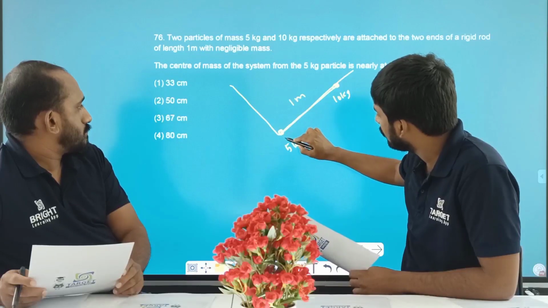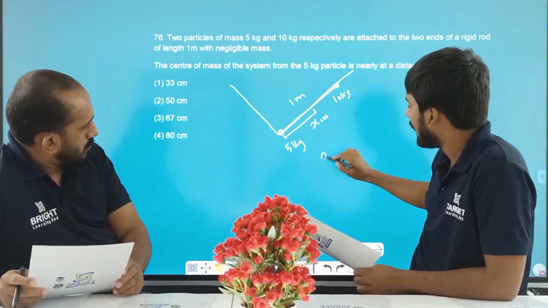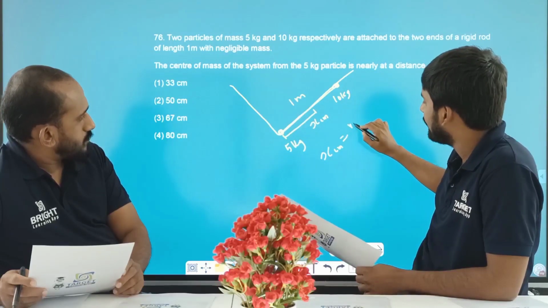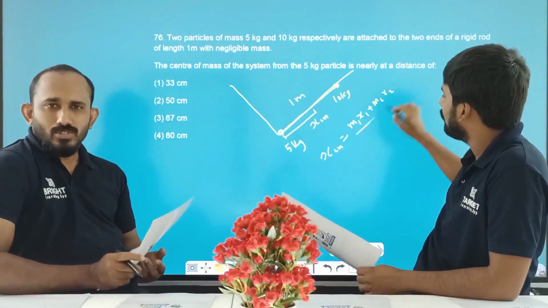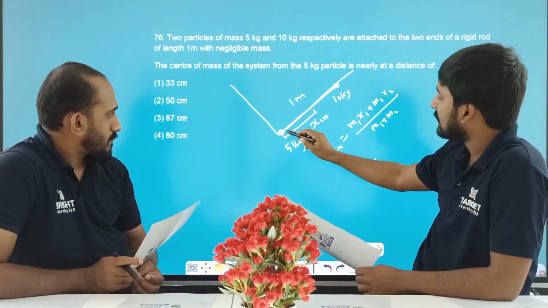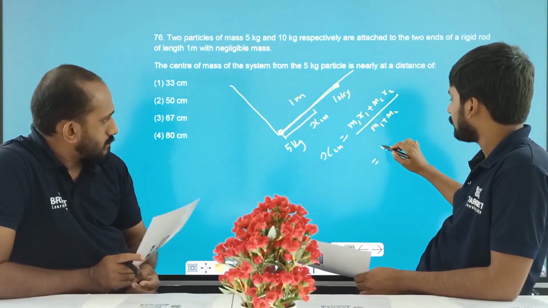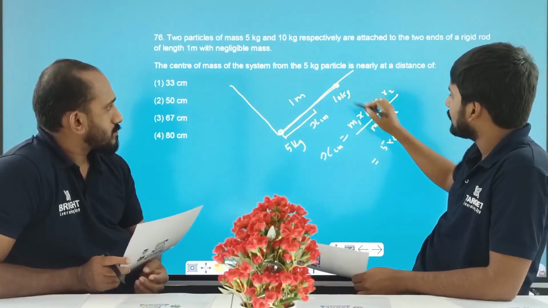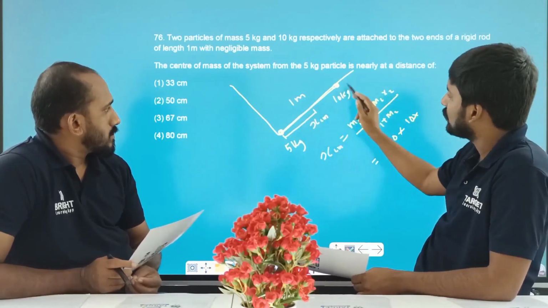So this is the length. X CM is the center of mass. So X CM is equal to m1 x1 plus m2 x2 by m1 plus m2, the very basic equation you can use. This x1 value is 0, so this term becomes 0. 5 into 0 is 0, plus here mass 10 into x2. This length is 1 meter.